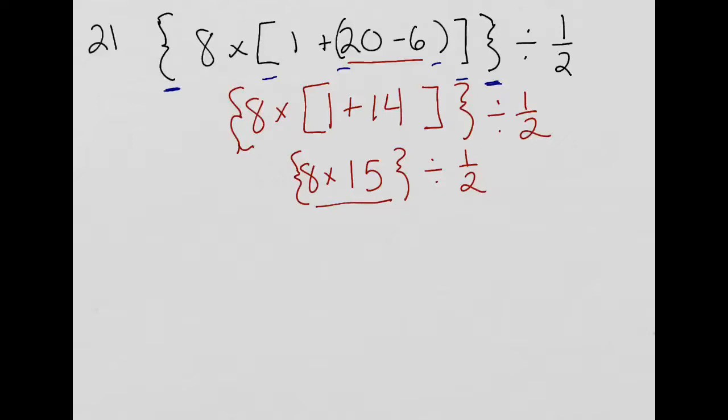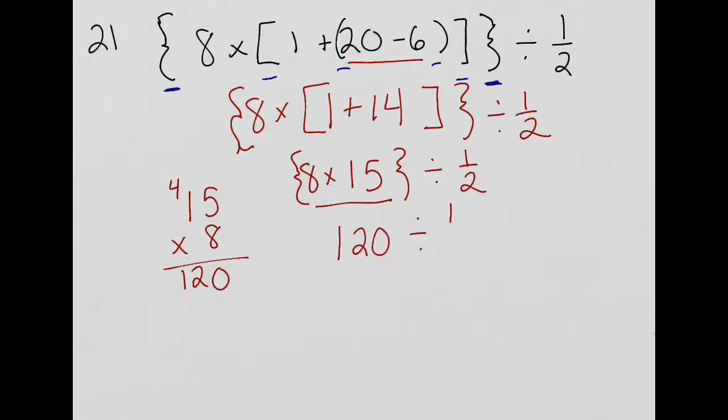So I have to do 8 times 15. If you don't know 8 times 15 in your head, that's perfectly fine. Rewrite it off to the side and do the standard algorithm. 8 times 5 is 40. Group the 4. 8 times 1 is 8, plus 4 is 12. So I have 120. So 8 times 15 is 120.